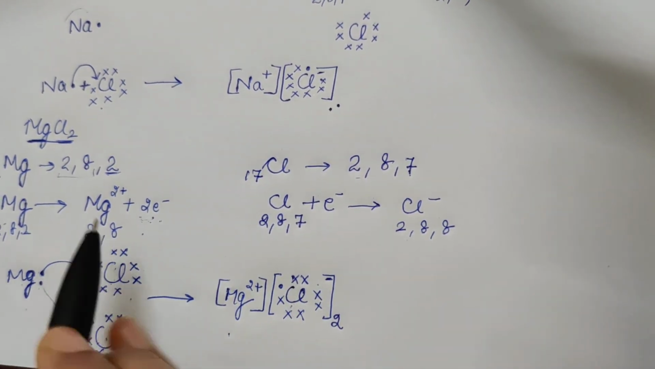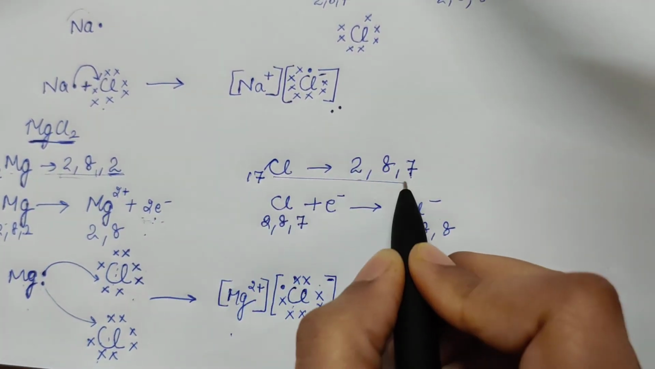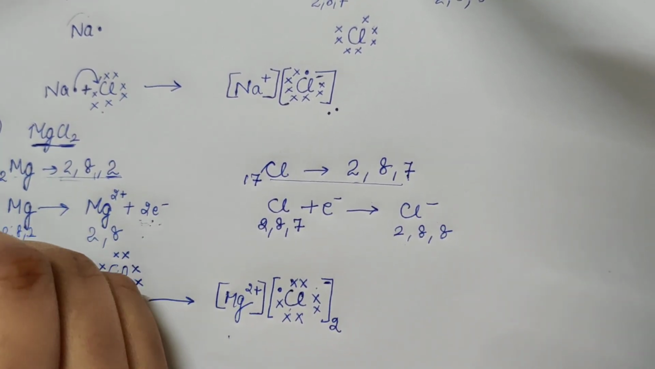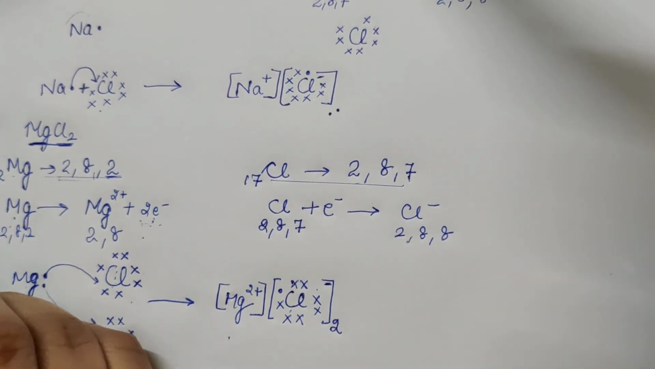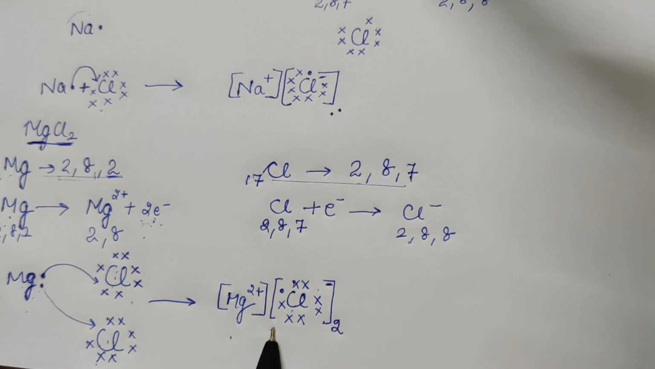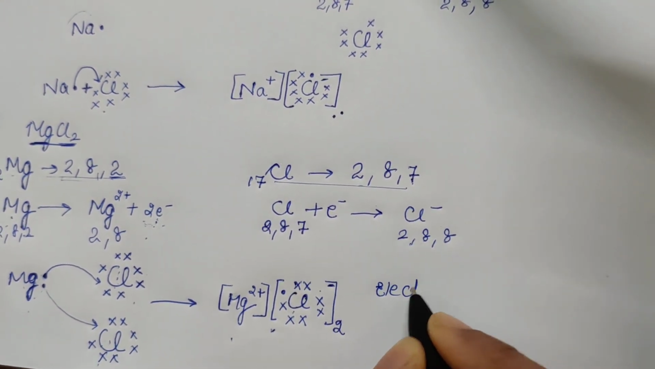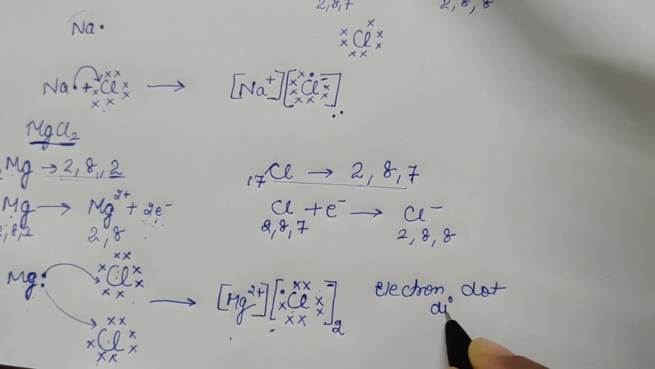You always have to mention the following steps. You have to write the electronic configuration for both of them. This is the first step. Then the second step is you have to write the equations like this. And then third, you have to represent it by the dot diagram. This is called the electron dot diagram.